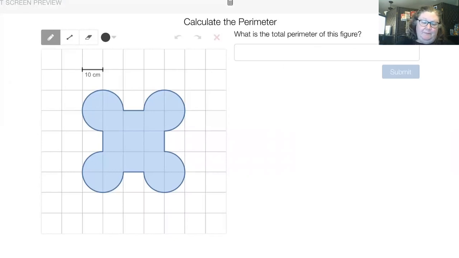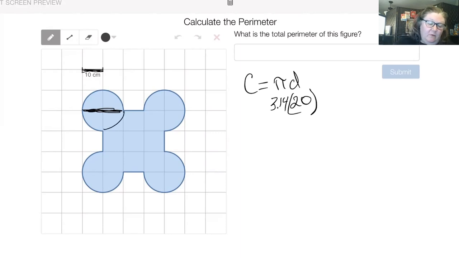Here is that shape. And I want to remember some things that we know. We know that in order to find the circumference, we do pi times the diameter. This is telling us here that one square across on this grid is 10. That means the diameter here is 20. So we're going to do pi times 20 to get the circumference of this whole circle.